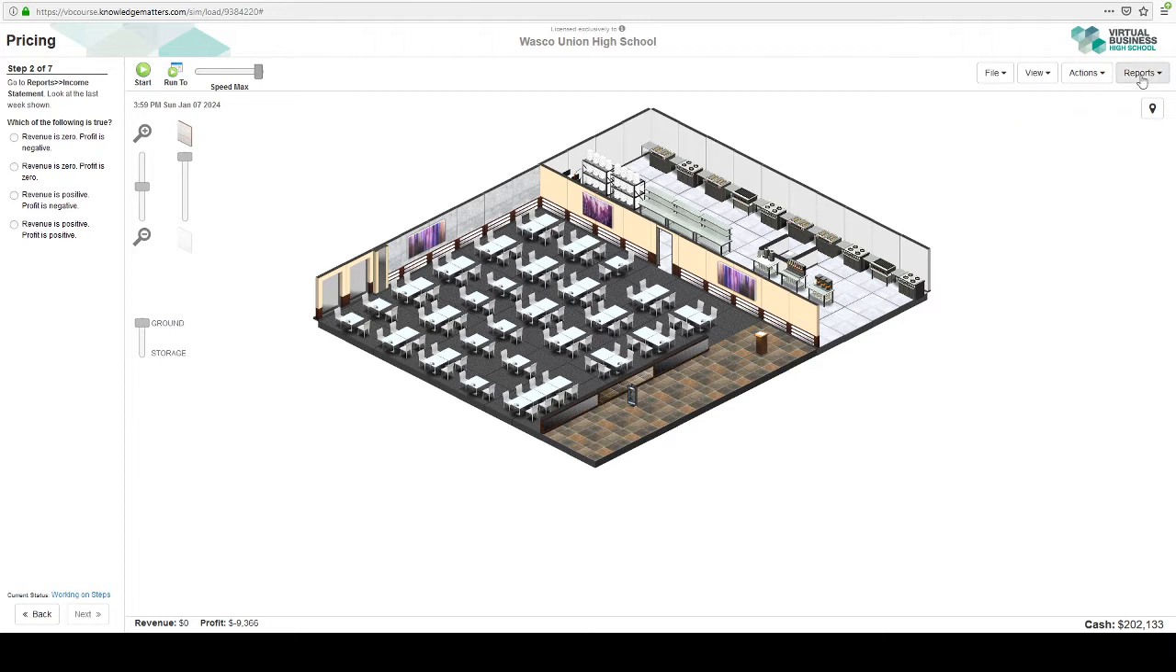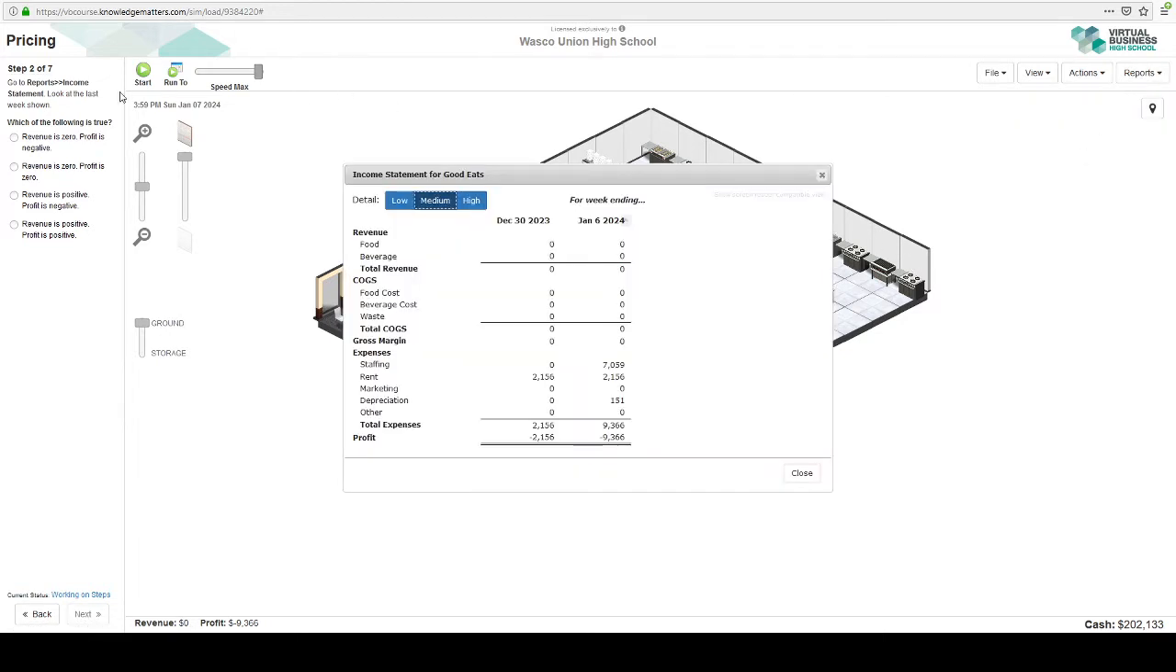Okay, so let's go to Reports, Income Statement. Now, let's see which one of these is true. Revenue is 0, profit is negative. Let's see. Revenue is 0, profit is negative. That is true, so I'm not even going to look at the rest. Okay.